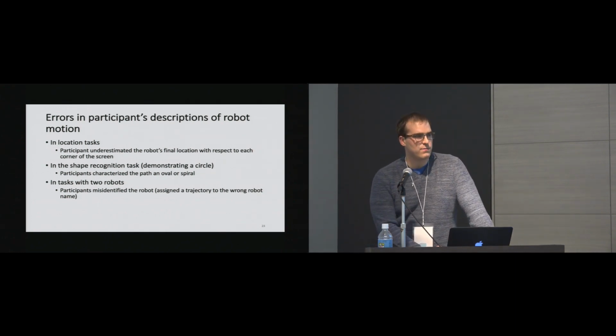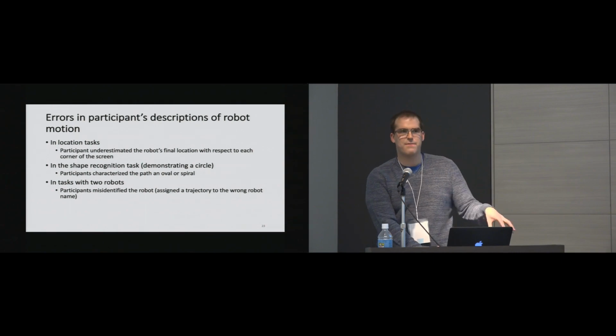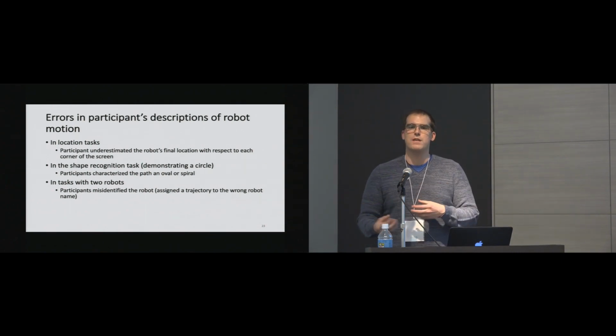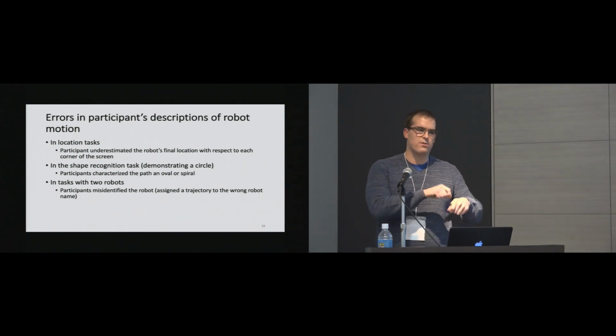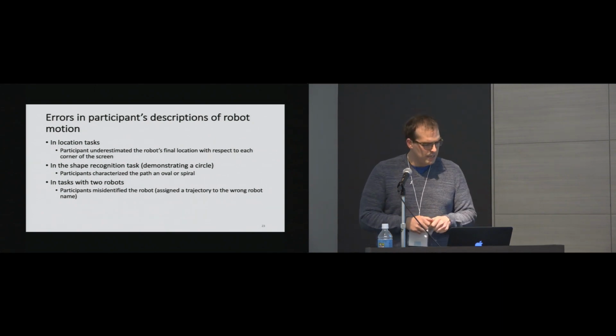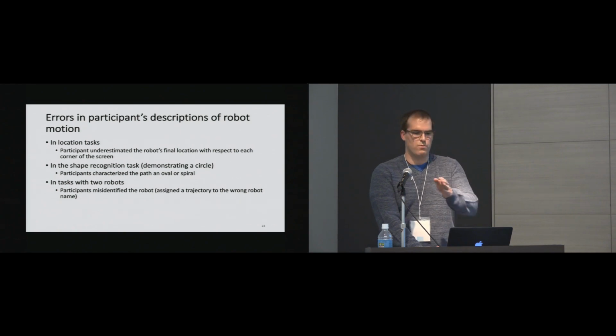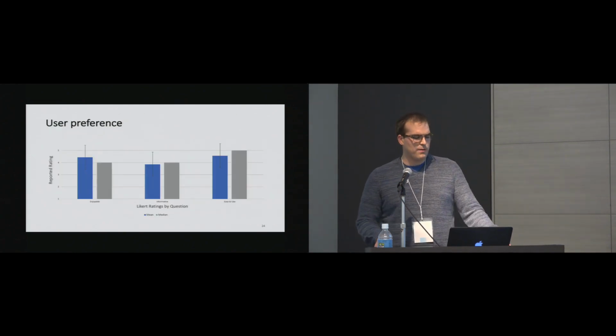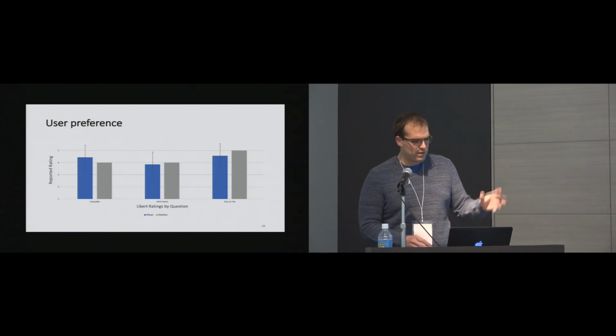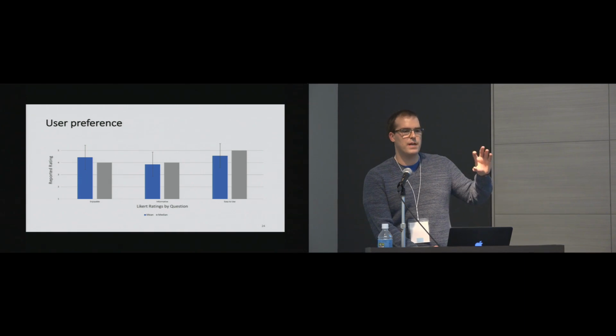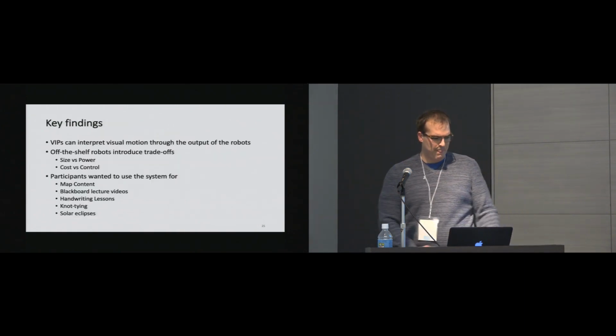We also saw that in tasks with 2 robots, participants misidentified a robot. These robots were labeled, and we were asking them to characterize each robot and its trajectory. And participants identified the wrong robot, mapping the wrong robot and swapping the names. We also found that users liked using this system and found it easy to use, but in terms of informative nature, we still need to increase a little bit of precision here.